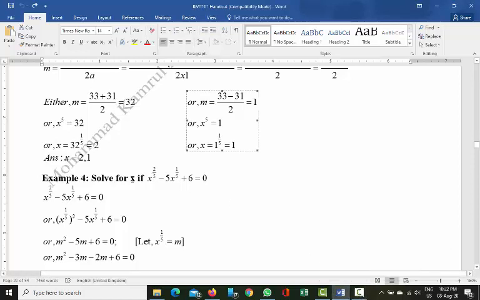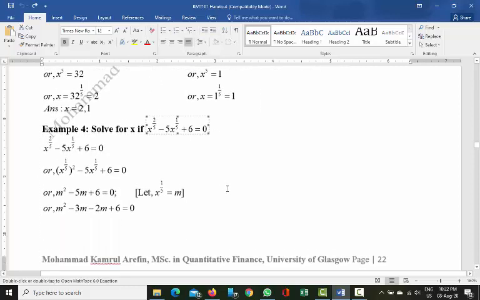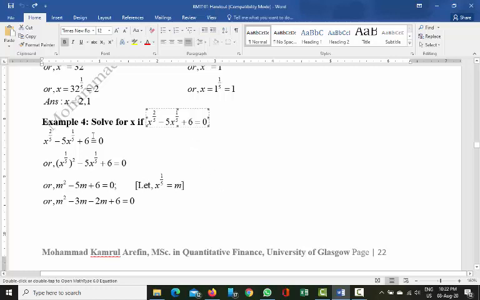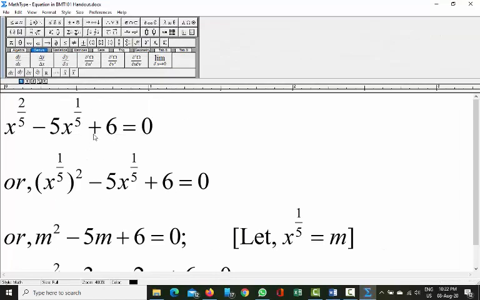Now let us solve question number 4. So what do we have in this question? x to the power 2 by 5 minus 5x to the power 1 by 5 plus 6 is equal to 0. We need to solve this equation. Pay attention, here we have 2 by 5 and here we have 1 by 5, so some resemblance is there. This one and this one are almost similar, the only difference is that here 2 is there.